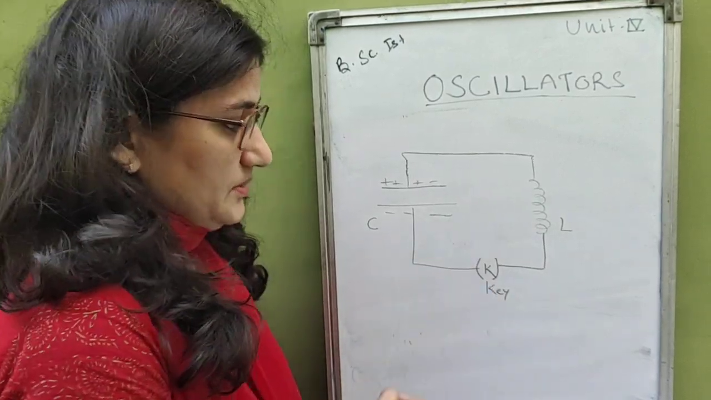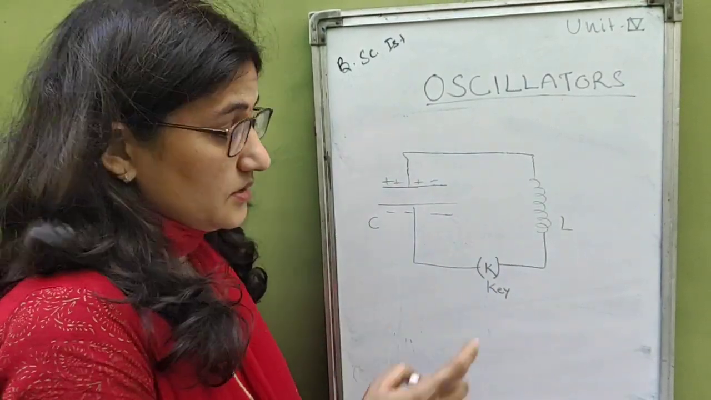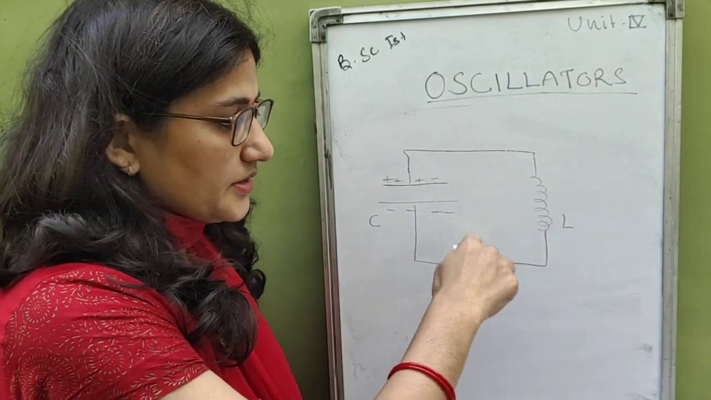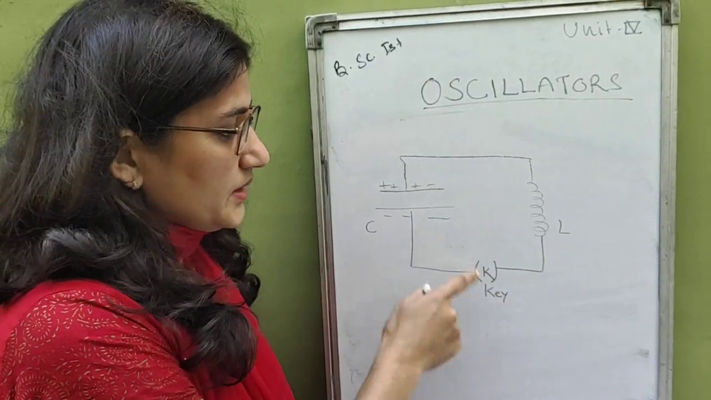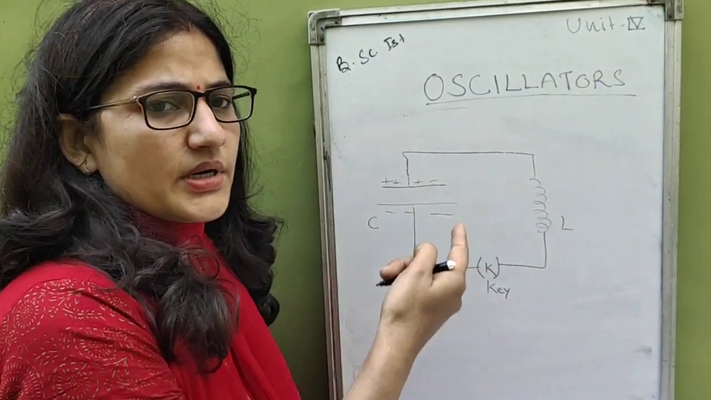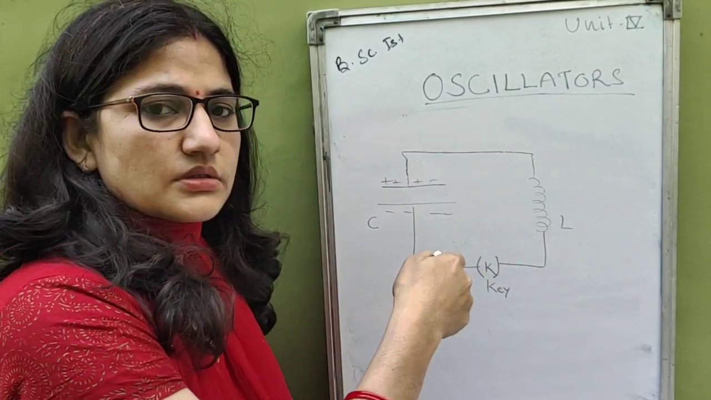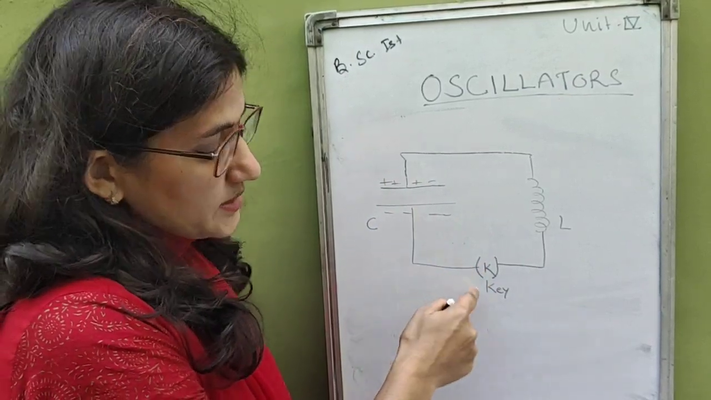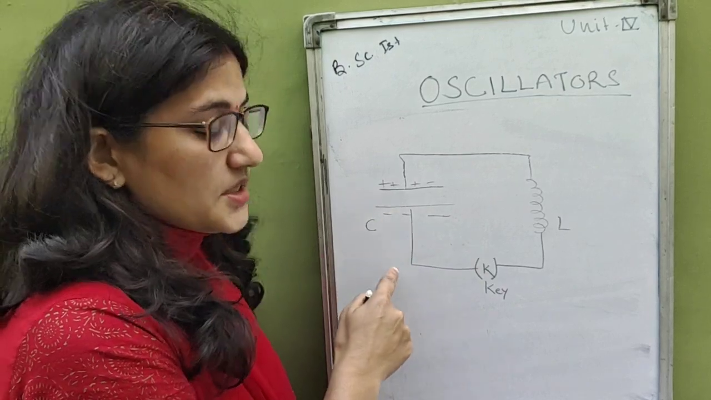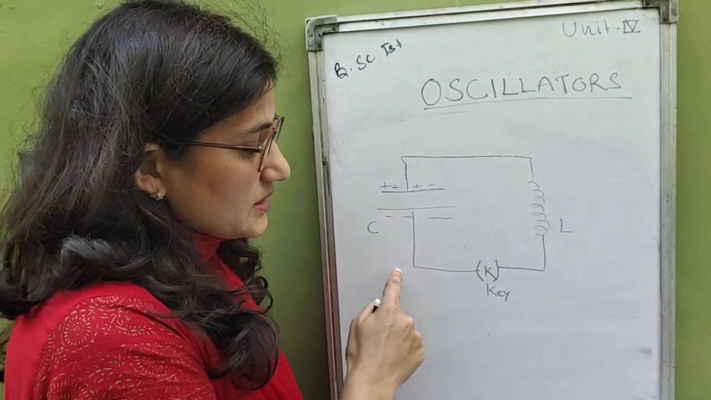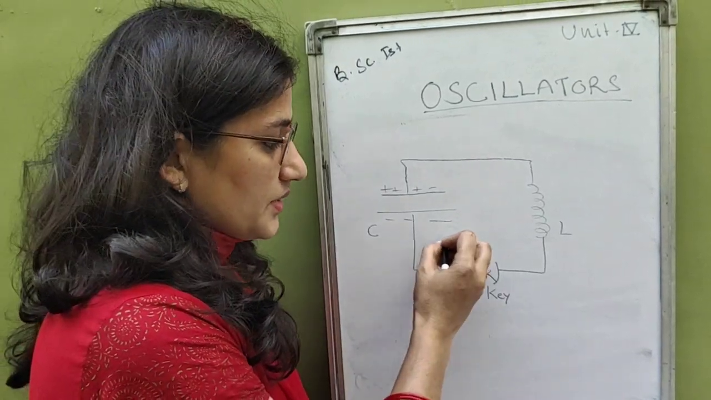When the key is open, the capacitor is fully charged. Before the circuit is completed, meaning the key is open, the capacitor is fully charged by some DC which is not shown in the circuit. And once the key is closed, the capacitor starts discharging. When the capacitor starts discharging, there is a current flow in the circuit.